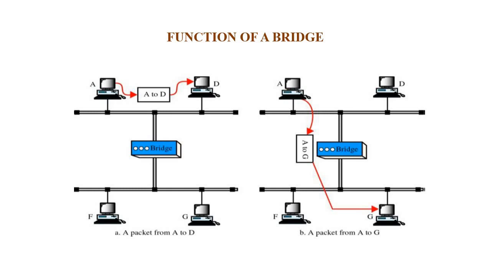And then the function of a bridge. In one diagram, the upper segment and lower segment are connected by the bridge, and the data is transmitted from A to D. Likewise, in another diagram, with the upper segment and lower segment, A to D and F, G, the data is split into packets and transmitted from A to G.